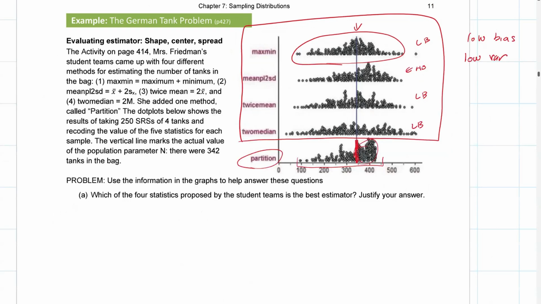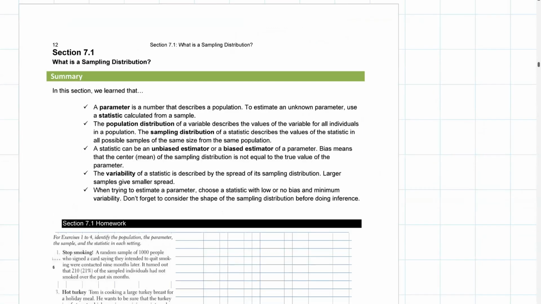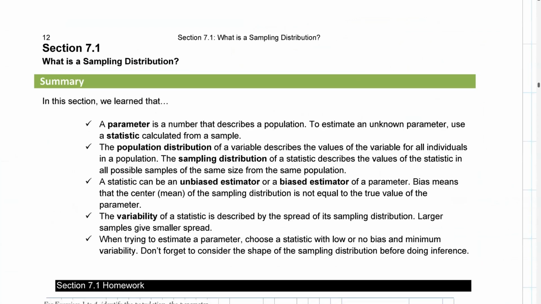So as we conclude this lecture from 7.1, we got to remember that parameters are numbers that describe populations, and we often use statistics, a number from a sample, to estimate those parameters. Population distribution describes all the values of the variable from a population. A sampling distribution, though, takes repeated samples from that population of the same size and then looks at the different values that the statistic takes on from those different samples. Some statistics are unbiased, meaning that the mean of their sampling distribution is the same as the parameter that we'd be trying to estimate. Variability happens when we do this kind of sampling or looking at these sampling distributions.